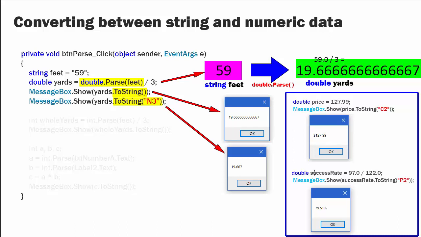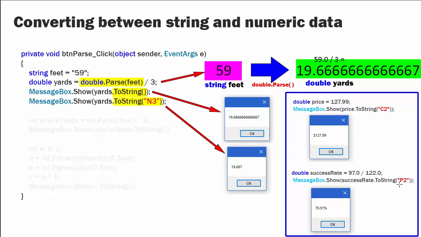Here's another example. I have a variable called success rate of type double. I want to divide 97 by 122. Let's say we've had 122 CIS students and 97 of them completed the course. I want to know what that success rate is. I can display that in a message box, again, passing it success rate. And success rate is going to be the value of 97 divided by 122. That's about 0.7951. But I'm going to display that as a percentage.